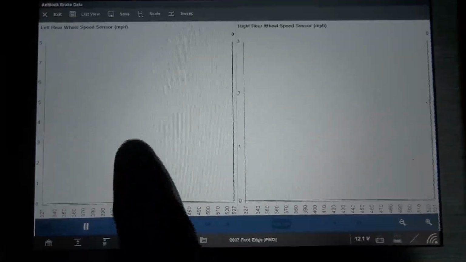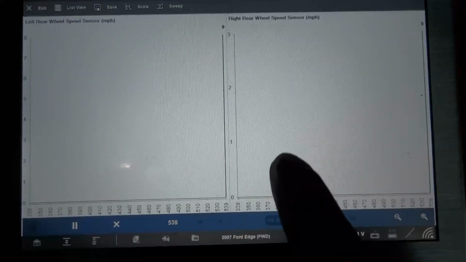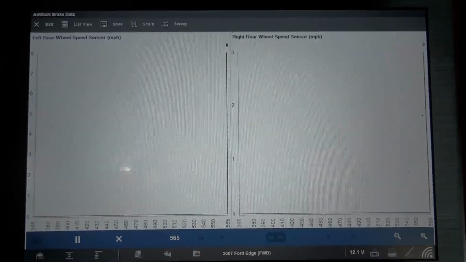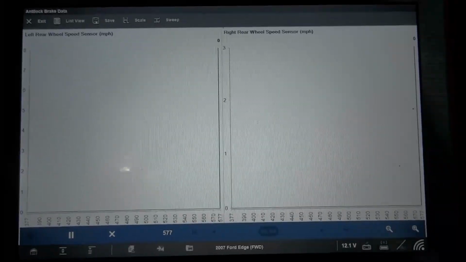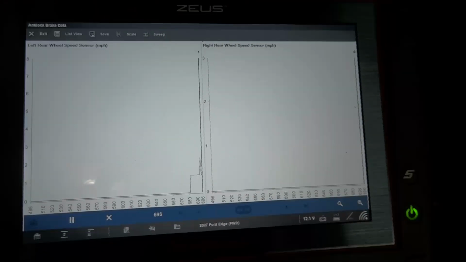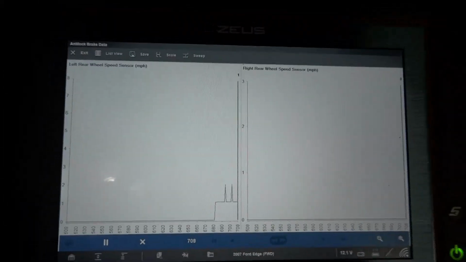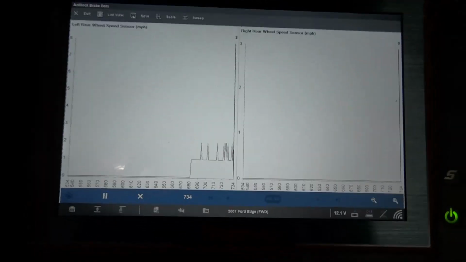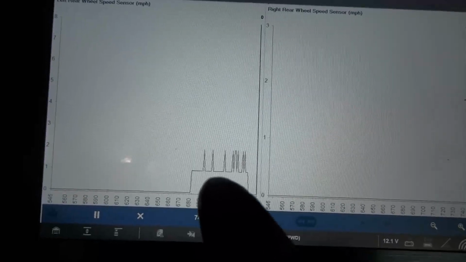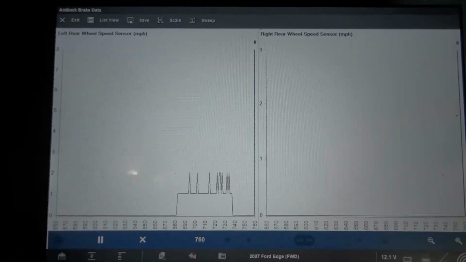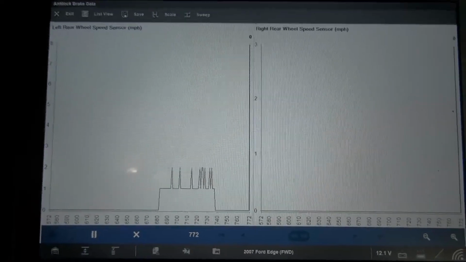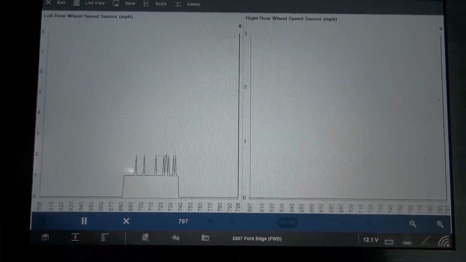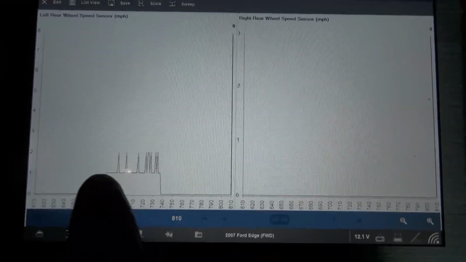Alright guys, so right now we don't have any activity on both graphs. The right rear wheel speed sensor and the left rear wheel speed sensor. Now what I'm going to do is spin the wheel. Oh, look at that. So this one didn't even require clearing the codes. Right there, as you can see, we have some activity over here. So having this activity tells me that the wiring is good. Between the sensor and the ABS control unit on the left rear wheel speed sensor circuit, the wiring is good. So this circuit over here is good.